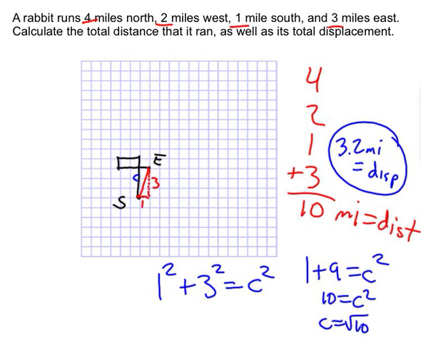So it is 3.2 miles from home, but it has gone 10 miles to get there. That's its distance. So that's the major difference between the two, and that's all you need to do to be able to figure these out.